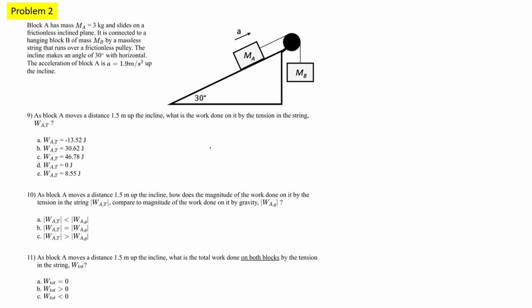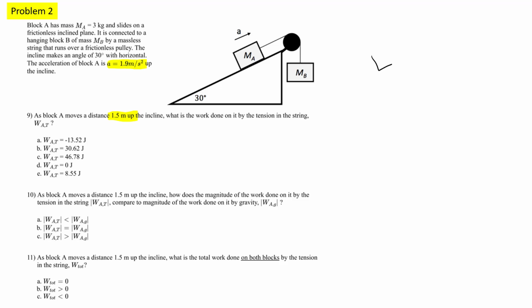We have a block of mass MA, 3 kilograms, that slides on a frictionless inclined plane. It's connected to a hanging block of mass MB by a massless string that runs over this ideal pulley over here. The incline makes an angle of 30 degrees with respect to the horizontal, and the acceleration of block A is 1.9 meters per second squared going up the incline. So the first question says, as block A moves a distance of 1.5 meters up that incline, what is the work done by the tension in the string?